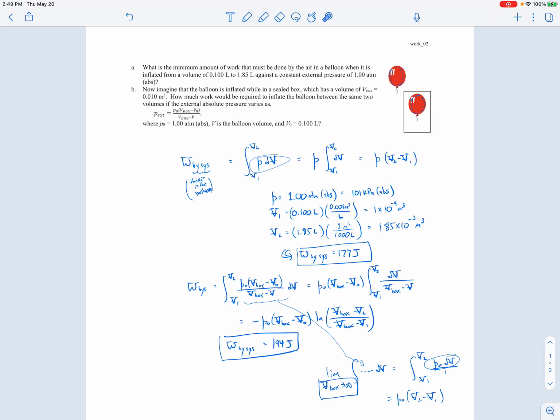So this is another good thing to do whenever you're given a problem that starts off simple and then becomes more complex. It's always good to make sure that the more complex case simplifies back to the original case when you make the right assumptions. So that's what we did here: we looked at the extreme case when the box was very, very huge. We expect that we should get back the original value, and that's indeed what happens.